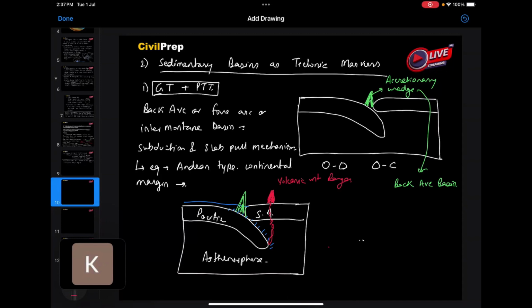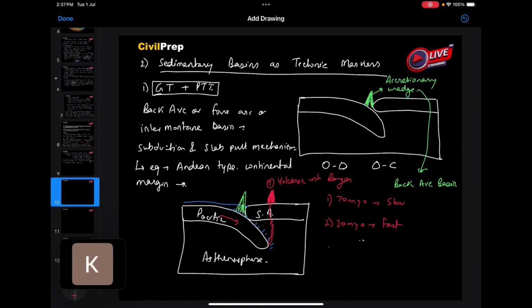But here there is a catch. Initially, almost around 70 million years ago, the movement of this was very slow. So there was formation of the first volcanic mountain range. But we see here that almost around 30 million years ago, this became quite fast.